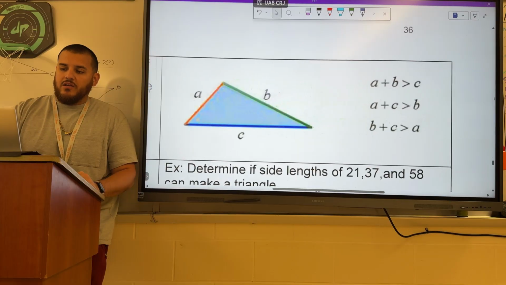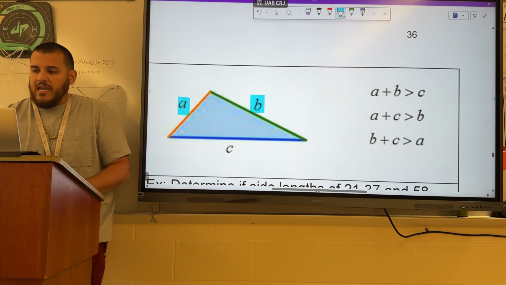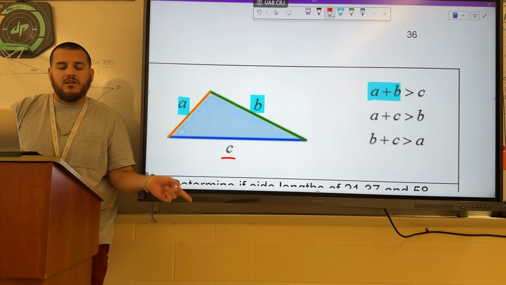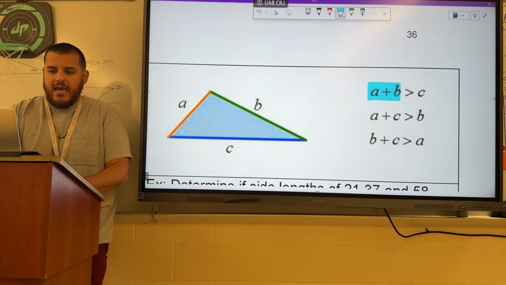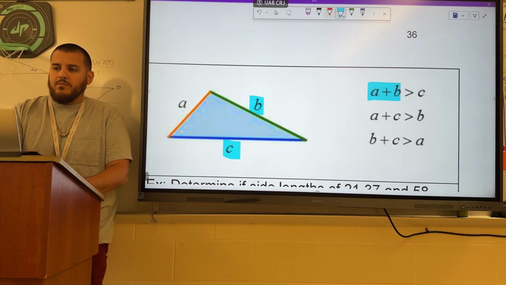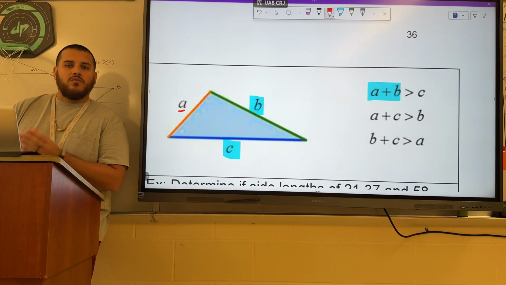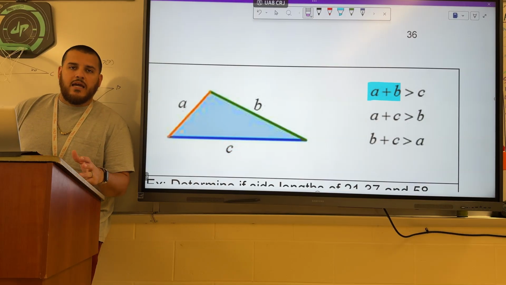Here's an example without using numbers. Notice here, we're taking two sides like A and B and adding them. Whatever those values are, they would have to be greater than C, right? The same thing is true of any two sides. If I add A and C together, they have to be greater than B. If I add C and B together, it has to be greater than A. This must happen in order for triangles to be formed. If these inequalities are not true for any three numbers, they cannot make a triangle.